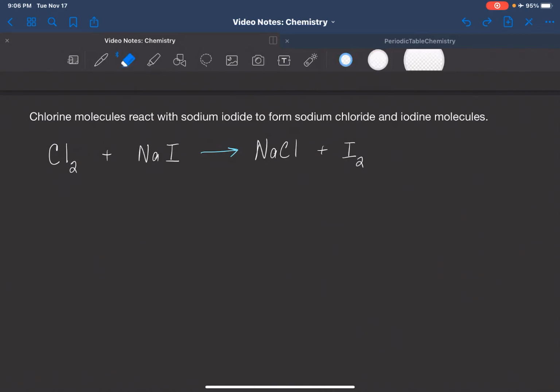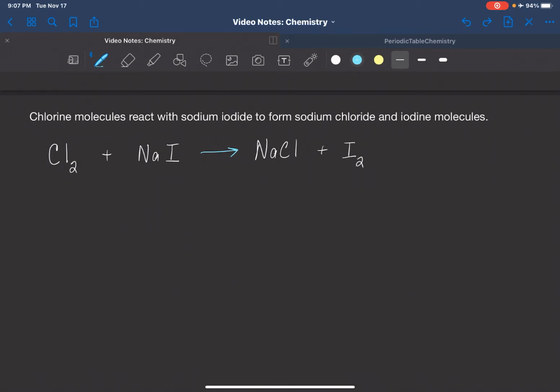Every single number that is here, or anything that you can think about, has a coefficient of 1 in front of it. There's a coefficient of 1 in front of all of these: 1 chlorine molecule, 1 sodium iodide molecule, 1 sodium chloride molecule, and 1 iodine molecule. But 1s are understood, so we just don't write them. We just leave it blank. All right.